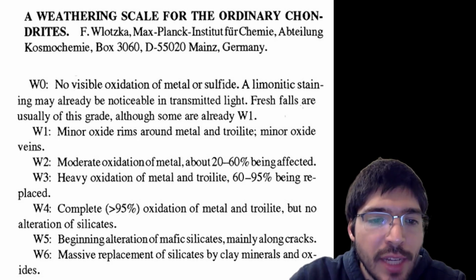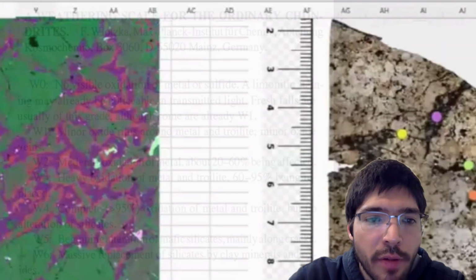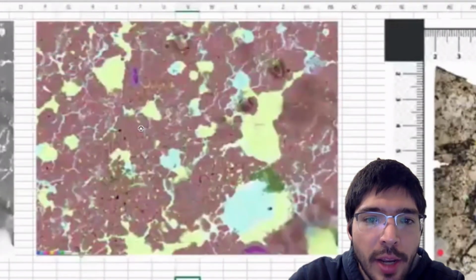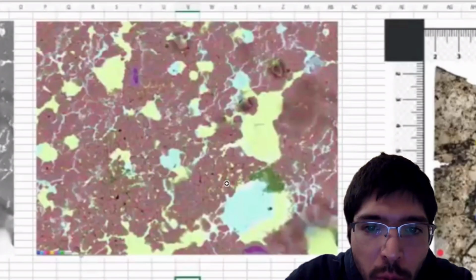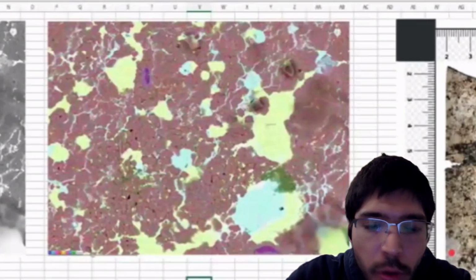We're definitely not W4 plus, because if we were at a W4, then that means all of this troilite right here, and all of this metal, would essentially just be altered, and it wouldn't look as clean as some of these grains do. So we're clearly not there yet.